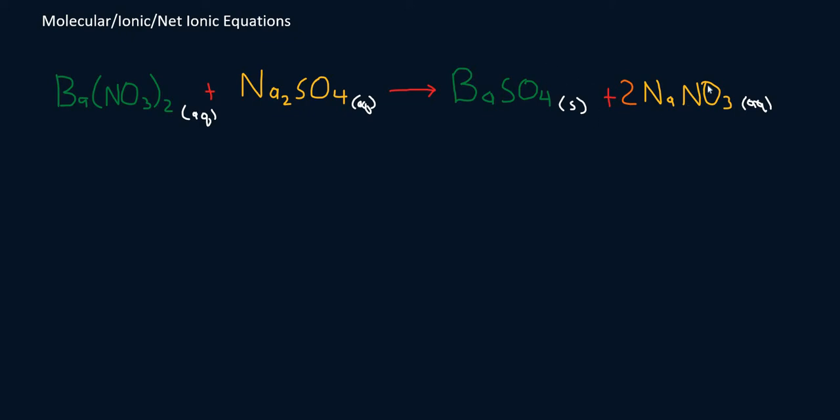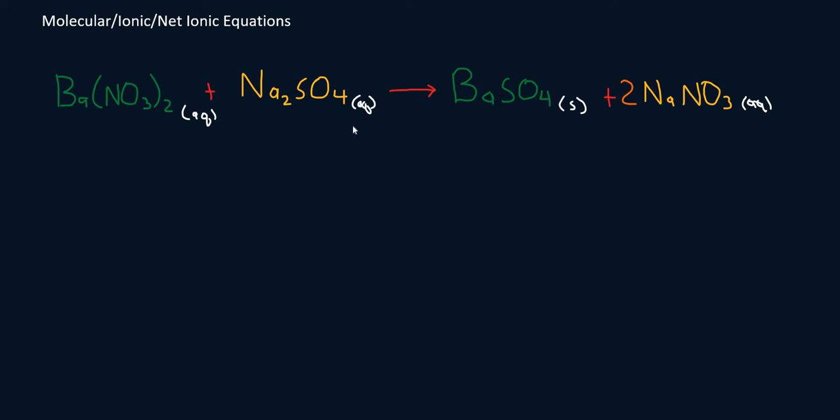In this case, sodium nitrate, for two different reasons, doesn't qualify. For one thing, anything bonded to sodium is going to be very soluble, because sodium is a group 1A metal. Group 1A metals are nearly always soluble. And then also it's bonded to nitrate, and nitrates are nearly always soluble. So this is a very, very soluble compound. That leaves barium sulfate as our solid precipitate.